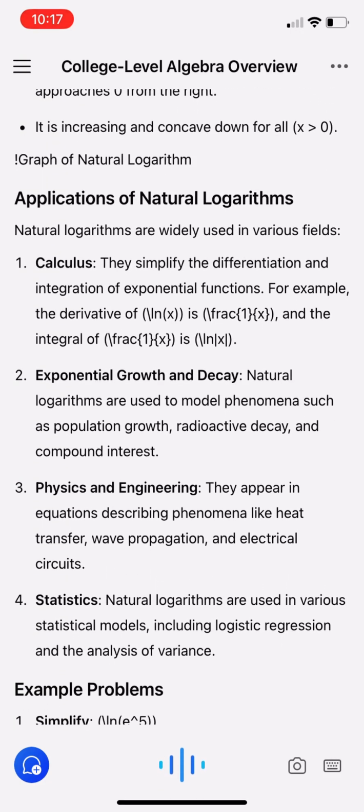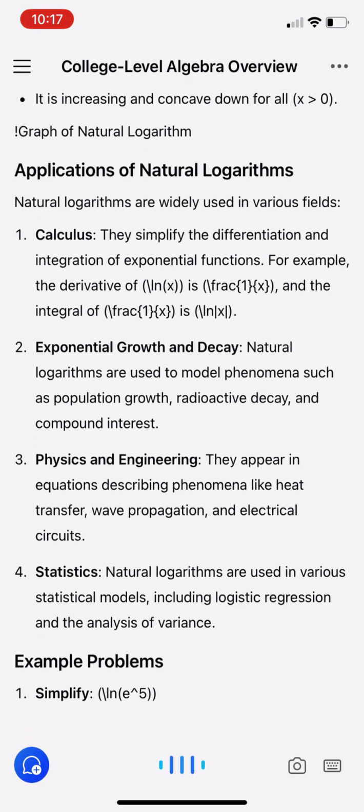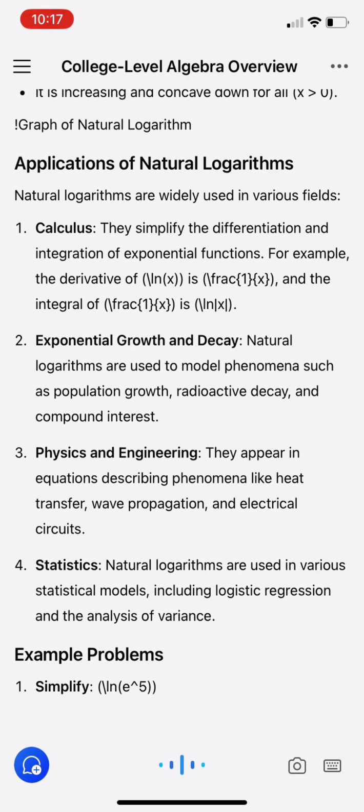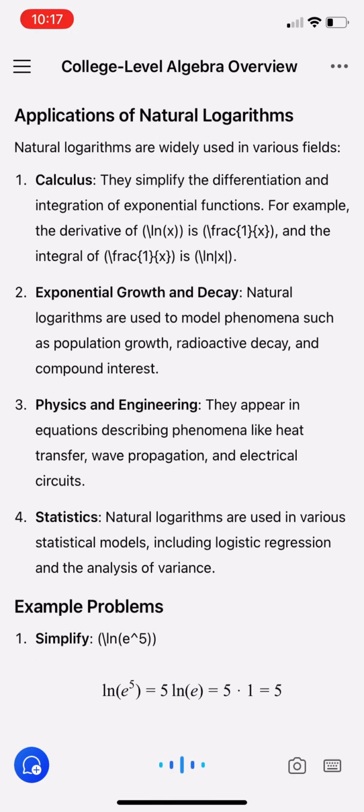Use the change of base formula to find log_2 10. log_2 10 equals ln 10 divided by ln 2, approximately 2.3026 divided by 0.6931, approximately 3.3219. Feel free to ask if you have any specific questions or need further explanations on any of these points.